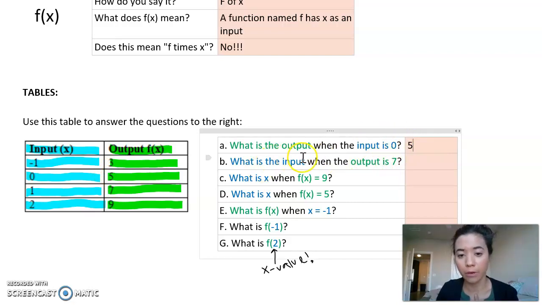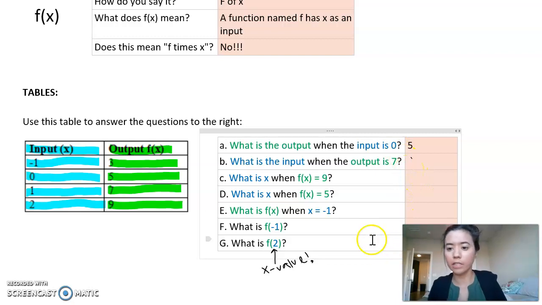What is the input? So what is my x when my output is 7? Go ahead and see if you can do that. I'm going to just wait silently for about 10 seconds. What is the input? What is the blue column when the output was 7? The answer is 1. So when my output was 7, the input was 1.